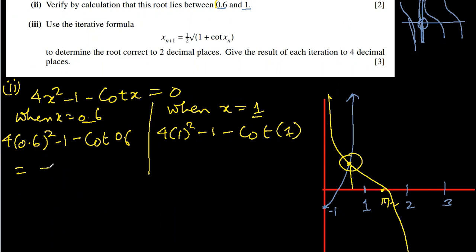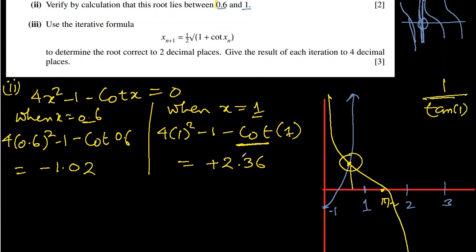So I got minus 1.02 here and positive 2.36 here. One challenge I faced was that there is no cot in our calculator. So in place of this cot 1, I wrote 1 over tan 1 because cot is the reciprocal of tan. So once I did that, I got these two answers. And now we can see that this is negative, this is positive. That means there will be 0 somewhere in between. And that shows that the root is present between these two numbers, 0.6 and 1.